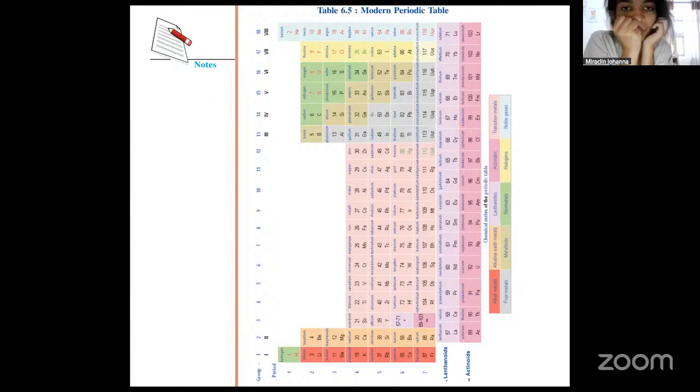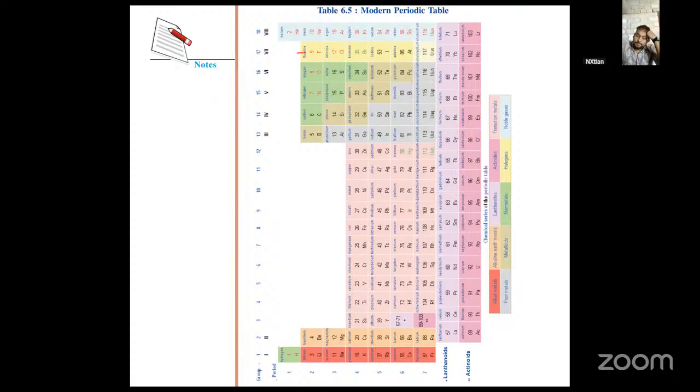So for example, if I talk about this, now you tell me 17 is there. The group number is 17. So we have to minus by 10. 17 minus 10 is 7. So it means that the outermost shell has 7 electrons. Now tell me about this fluorine.